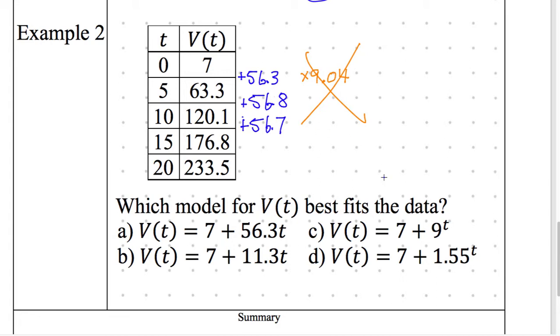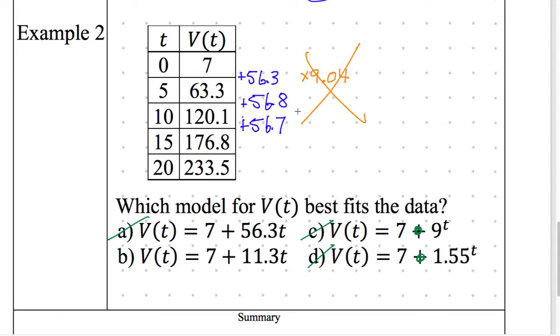Again, I forgot to do the times. These should have been times, but it can't be D and it can't be C because those are exponential. So which one is it? Is it A or B? 1 for A, 2 for B. Is it A or B? It's not A. Why is it B?